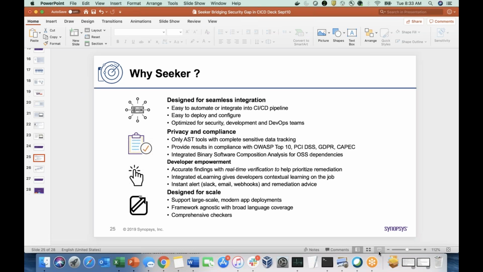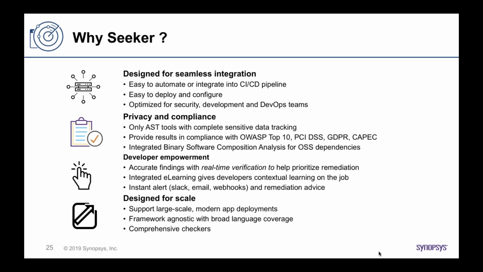Very quickly, I would just again summarize Seeker's capabilities. It is designed for seamless integration in CI/CD pipeline. As I demonstrated, you can integrate it in a CI/CD pipeline. You can integrate the output into a Slack channel. You can push it into Jira, emails, and so on. And it provides compliance reports for various types of standards that you need your applications to meet. Very unique capabilities in terms of sensitive data tracking, software composition analysis.